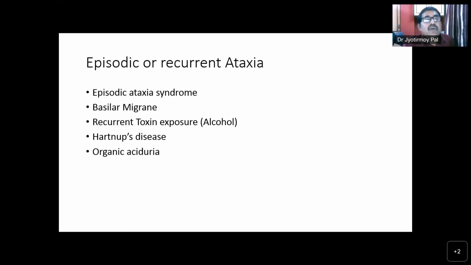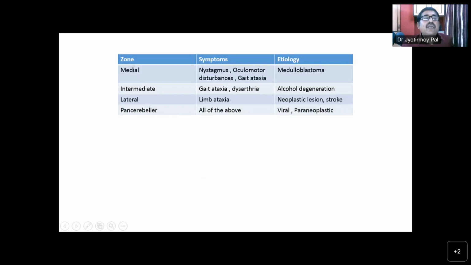Episodic, very important. What are the etiologies? It can be episodic ataxia syndrome, basilar migraine, recurrent toxin exposure, Hartnup disease, and organic aciduria. These are examples of episodic or recurrent ataxia. So based on the disease, we are summarizing the whole thing in two slides. It can be medial, that means a lesion of the flocculonodular lobe. Here the symptoms will be nystagmus, oculomotor disturbance, and gait ataxia. Medial means there is involvement of the flocculonodular lobe and the vermis.